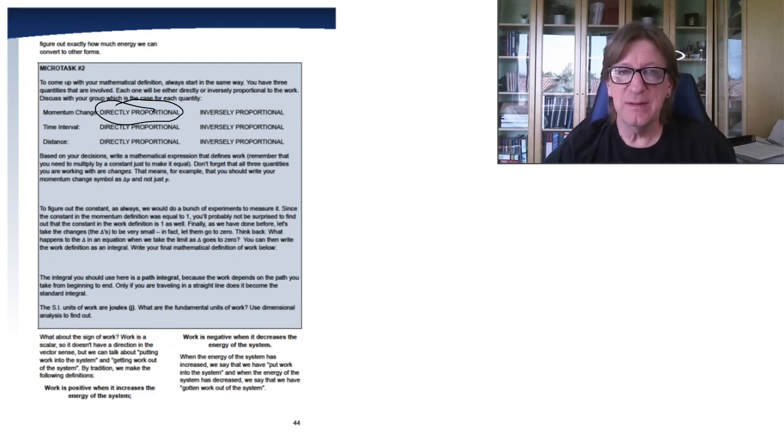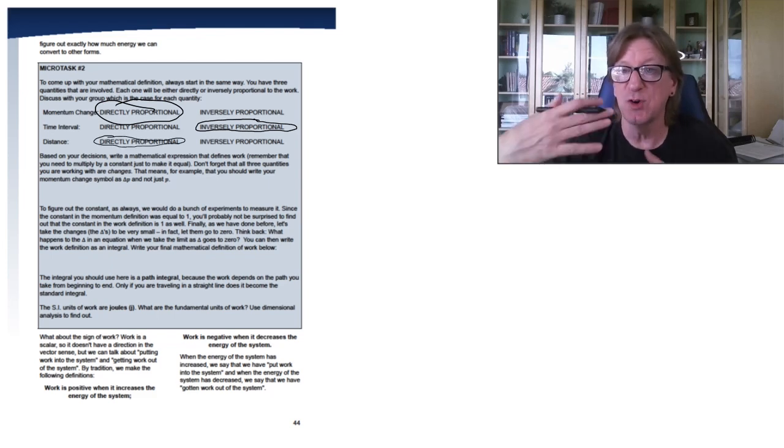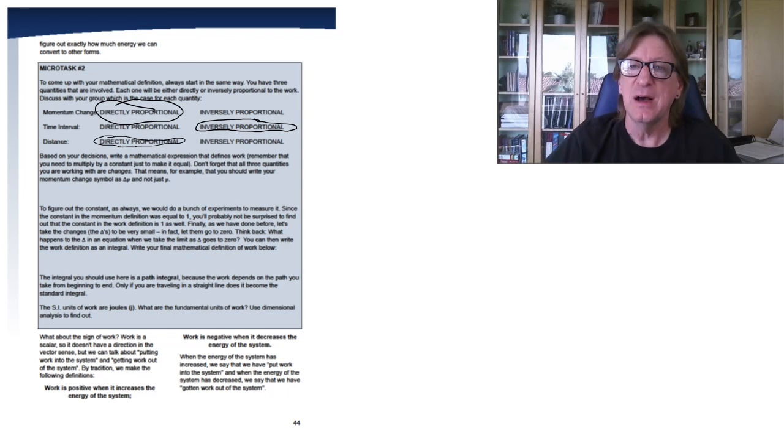Okay, so coming back to that then, if I want to do that same amount of oomph change in a shorter time interval, I'm going to have to work a lot harder, aren't I, than just doing it over a longer time interval. Same thing, if I'm going to try to do that momentum change over a longer distance, well, then it's directly proportional. I'm going to have to put in more work.